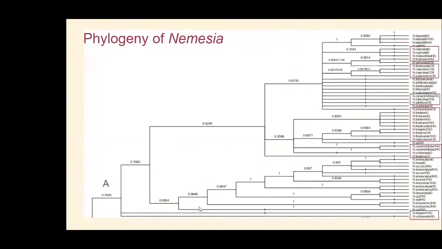So as we take a closer look into clade A, we can clearly see our Free State Nemesia species in those maroon boxes. And these species falling within the same clade indicates that there's a close evolutionary relationship between them. And this might explain why some of them are so morphologically similar. Next slide, please.